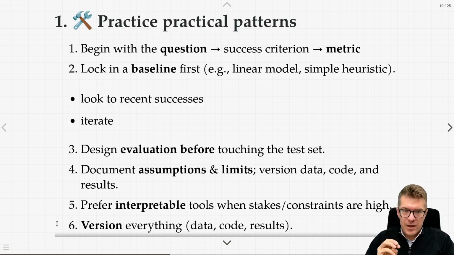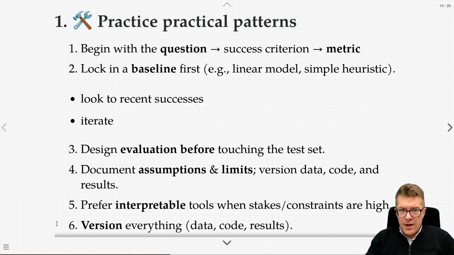Once we have this metric, then we can lock in a baseline. We can have something like a linear model or a simple coded-up heuristic, given information from our clinical colleagues. This might be inspired by recent successes of your colleagues in data science, or recent successes that have been reported in the scientific literature. We have a good baseline, and then we start an iterative process of trying to improve that initial attempt at a solution. We attempt to make that solution better.